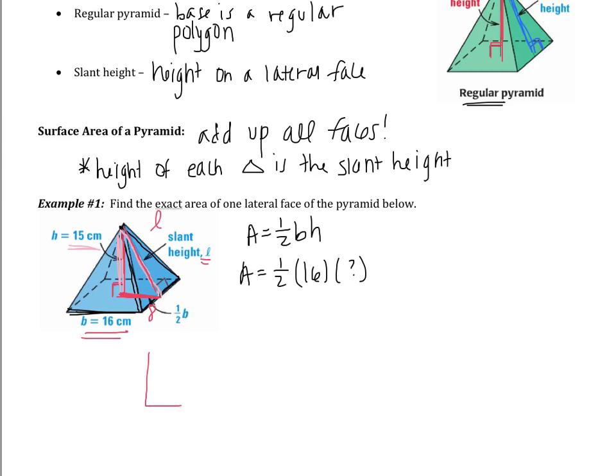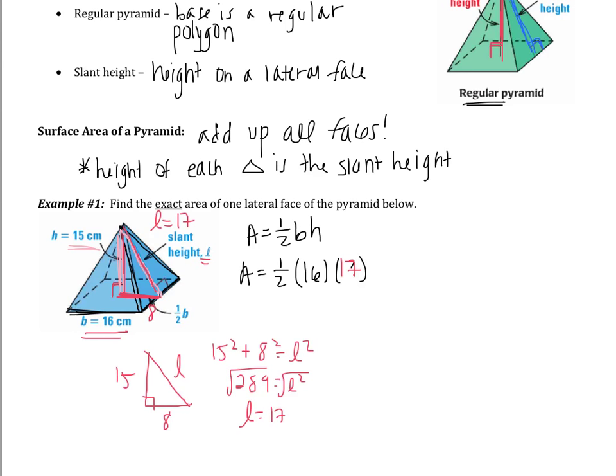So redrawing that triangle, I have 15, 8, and then the slant height L. So hopefully we can tell we should be using Pythagorean Theorem. I have 15 squared add 8 squared equals L squared. 15 squared add 8 squared is going to be 289. When I take the square root, I get L equals 17. Okay, now 17 now is the height of each of those lateral faces, of each of those triangles that are tilted.